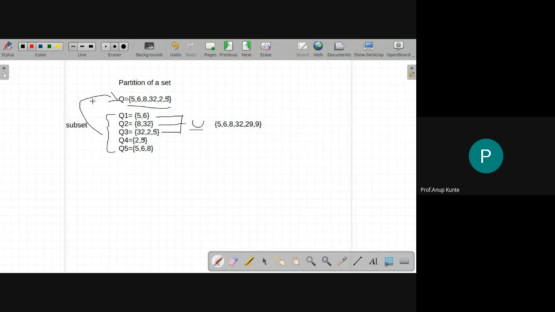And that way I'll indicate with some other color. This is the 5, 6. This is 8, 32. And then I choose this particular thing. And I again operate a union operation on it.